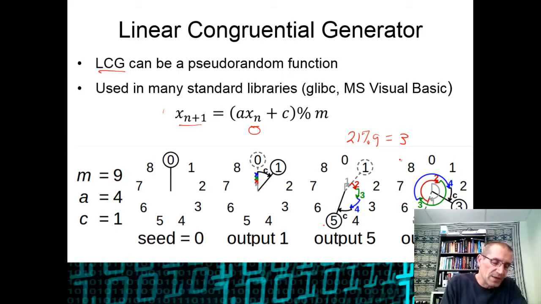What this does, you can think of it like a clock. It just keeps going around, but where it lands is sort of random. And that's the idea behind it. So it goes 0, 1, 5, 3. It doesn't seem like there's any particular pattern to it.